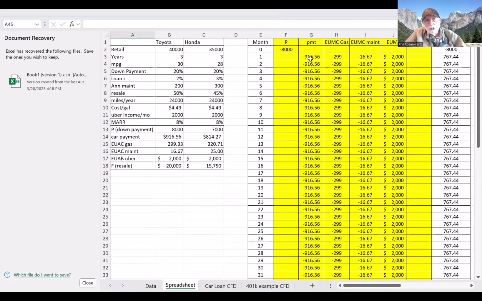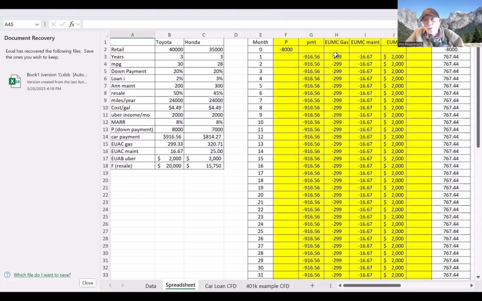And we did that using the number of periods, 36. We used the amount that we were financing. We had a down payment of $8,000. So 8,000 subtracted from 40,000, we were getting a loan for $32,000. And if the car loan interest rate was 2%, then the payment would come out to be $916.56. I'm going to get to that again. So that's the payment. It's a uniform series.